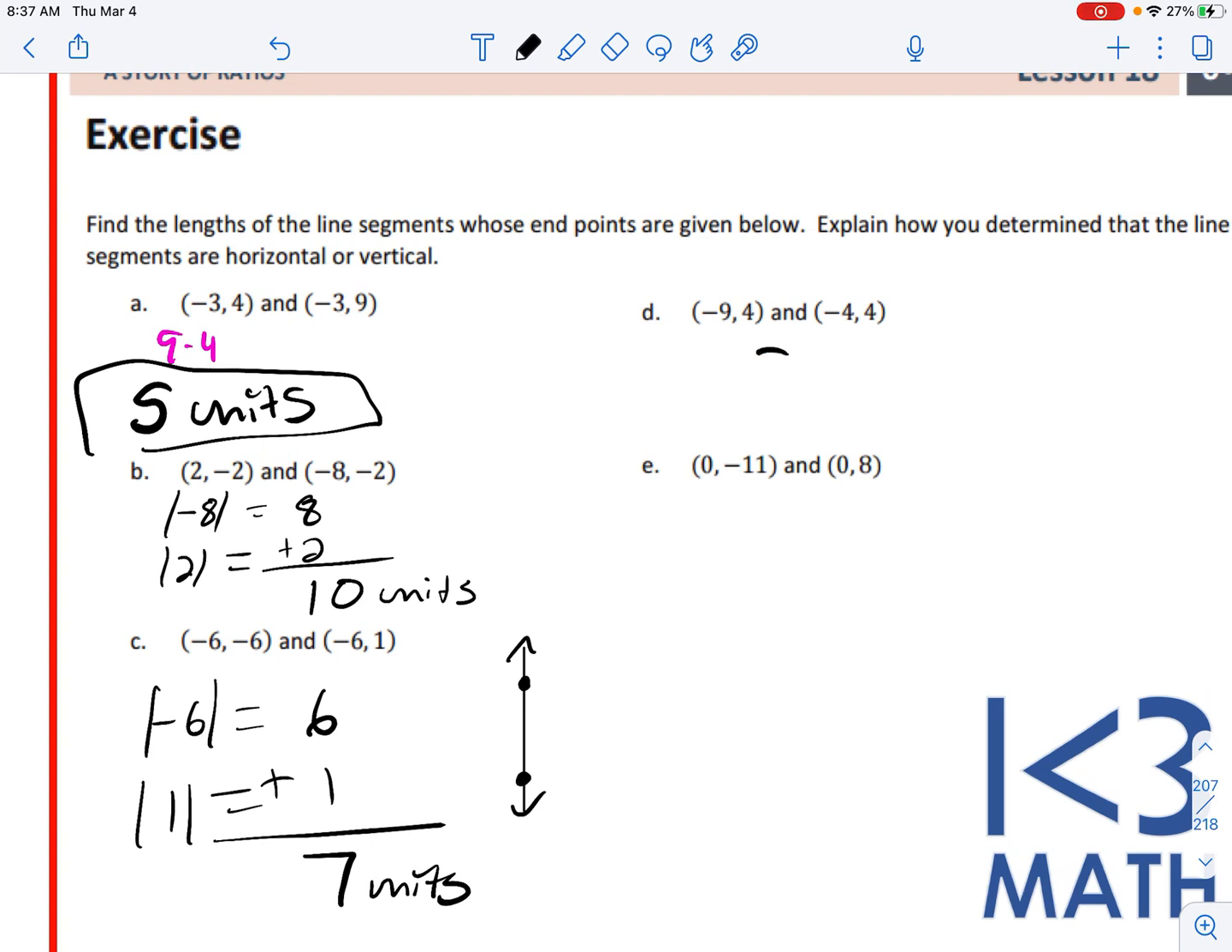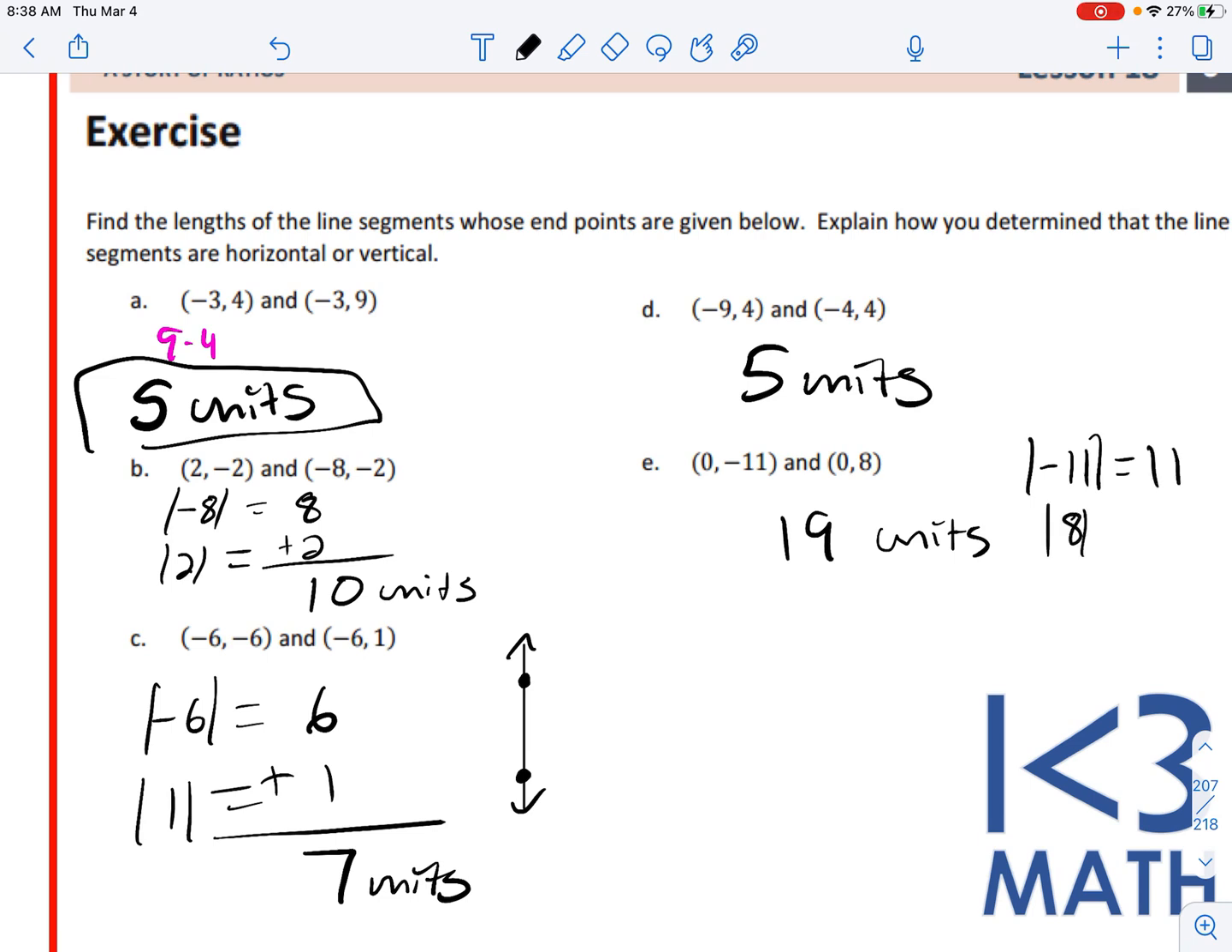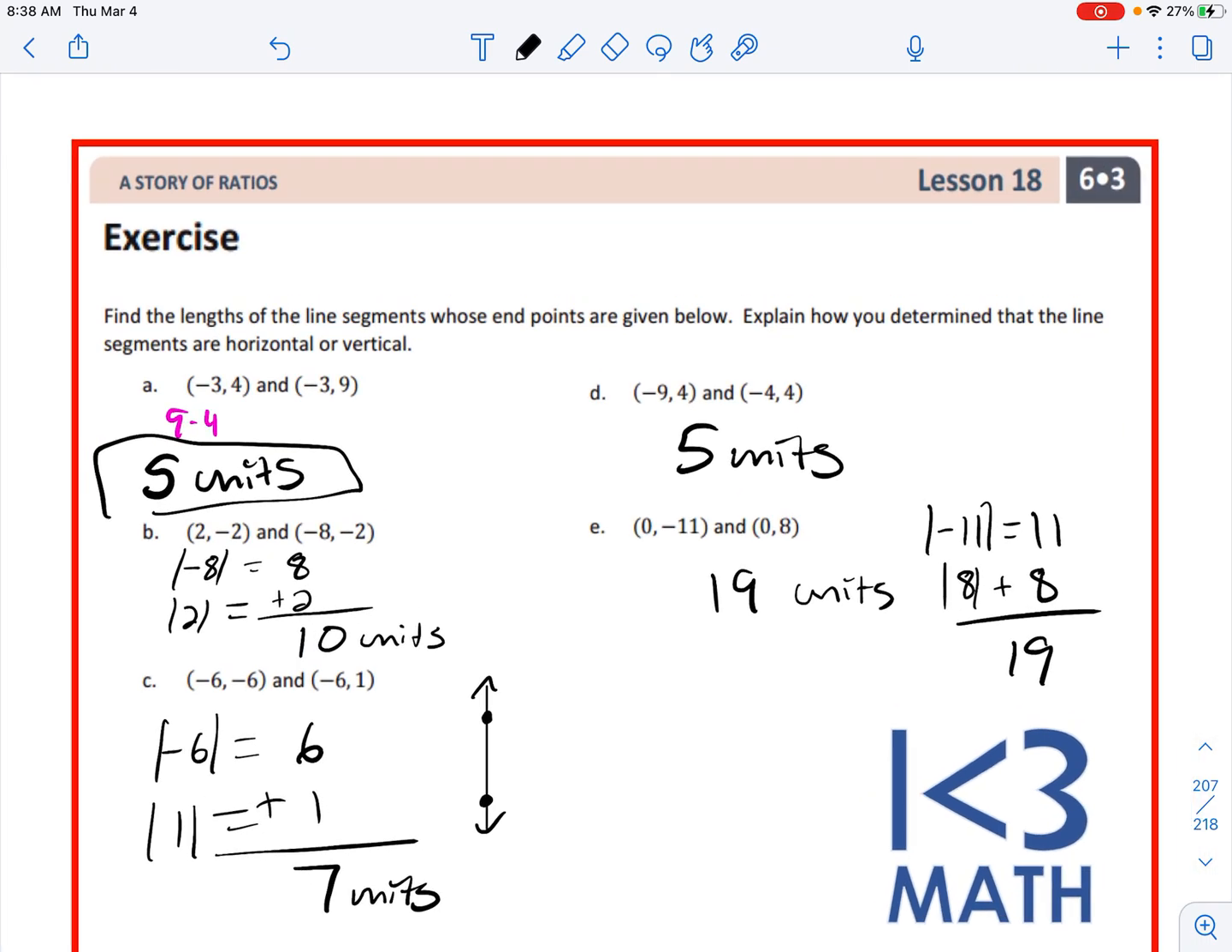And the distance for D, you should have gotten 5 units. And the distance for E, you should have gotten 19 units. And I'll tell you why. The absolute value of -11 is 11, plus the absolute value of 8, which is 8. We add these up and you get 19. We add them up because they are on opposite sides of 0, and they're going to be on the same vertical line.